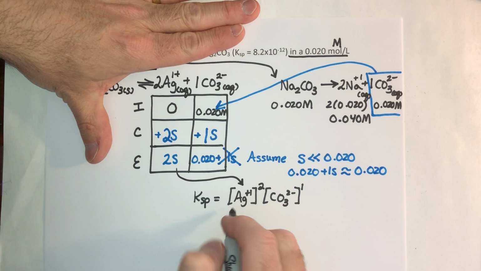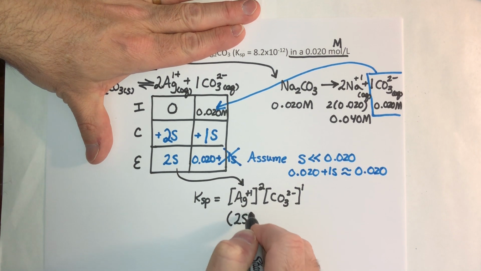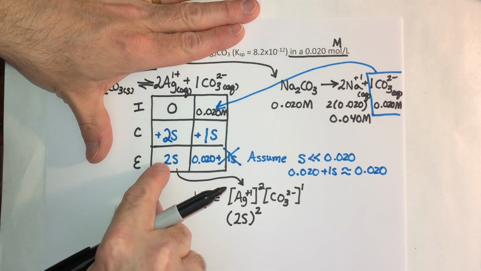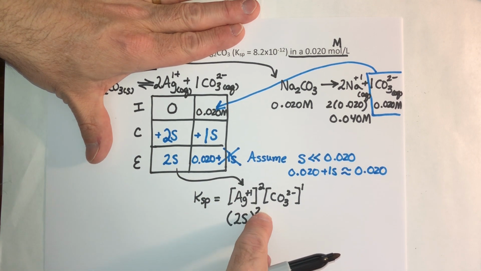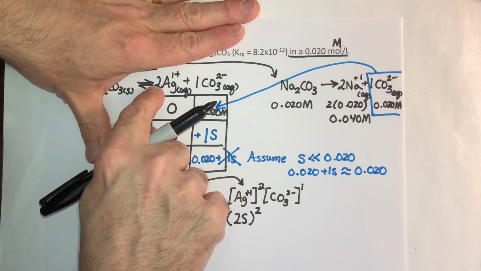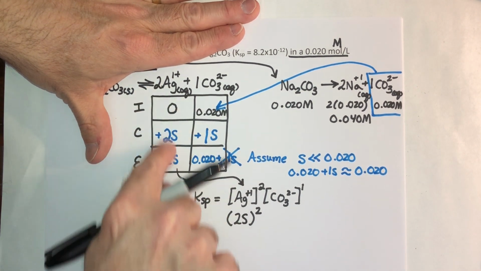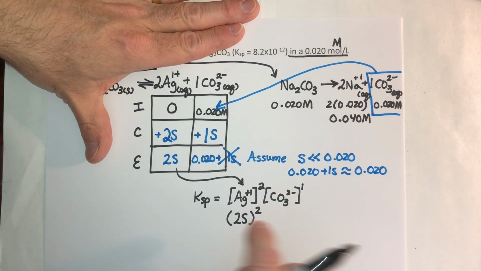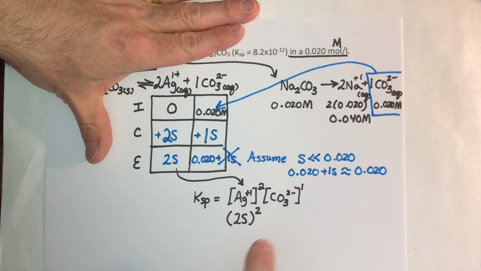I have this much silver. So I have 2S. Don't forget that it was squared. And what you're going to find is that the number in front of the S and the power are the same, right? Because this silver was balanced using a 2. And that 2 shows up in the ICE table, but that 2 also shows up here as a power. So it'll be 2S squared.